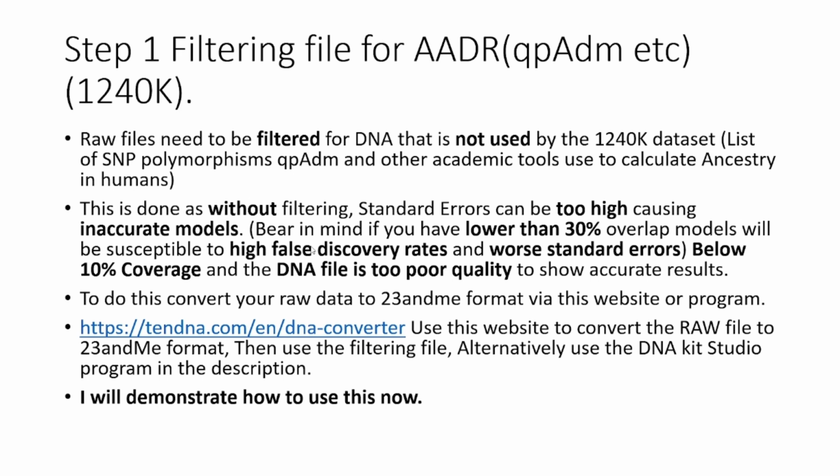The 124K dataset is a list of SNP polymorphisms, tiny changes in DNA, that qpAdm and other academic tools use to calculate ancestry in humans. This is done as without filtering, standard errors can be too high, causing inaccurate models.